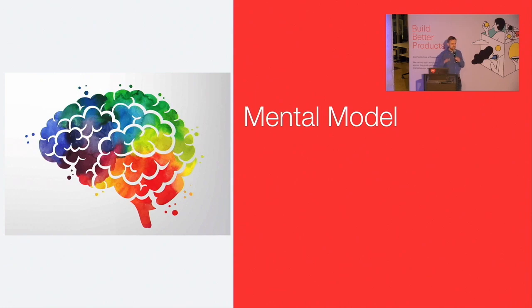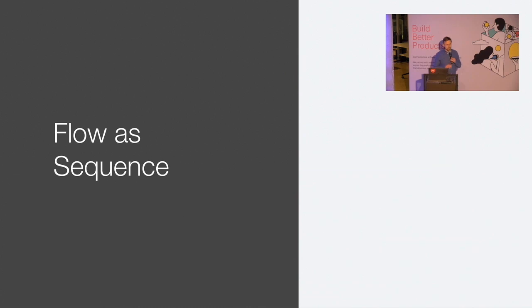So I think it's important to have a mental model of things so that you can have a good understanding of how to use it in certain contexts. So I'm going to start. There's about 3 different ways that you can think about flows, and I'm going to go through them now. The first one is thinking about flow as a sequence.